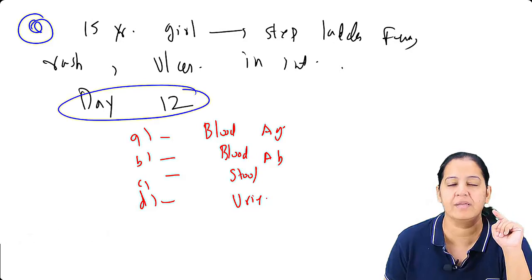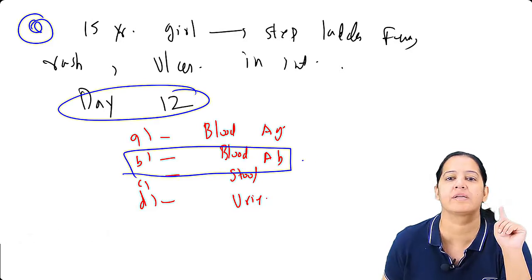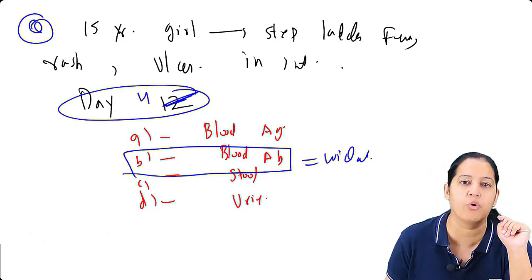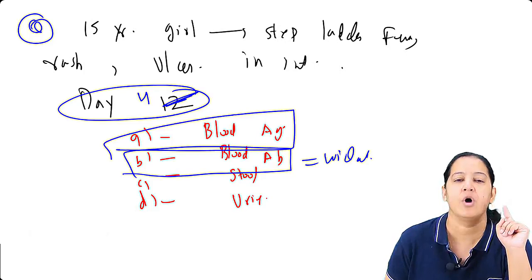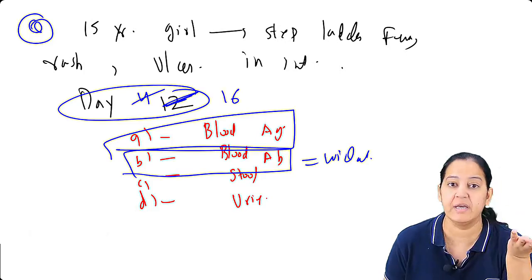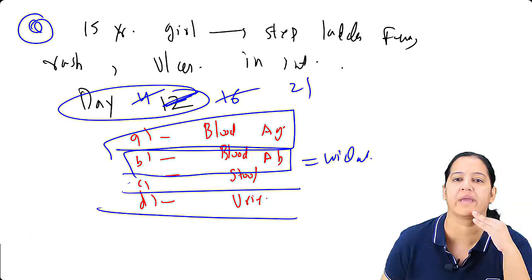Day 12 will come in the second week. So the second week answer will be blood antibody, or it's Vidal. If I change day 12 to day 4, the answer will be blood antigen. And if I change it to day 16, it will be third week, right? You got it. And if I make it day 21, it will be fourth week. So you have to see that.